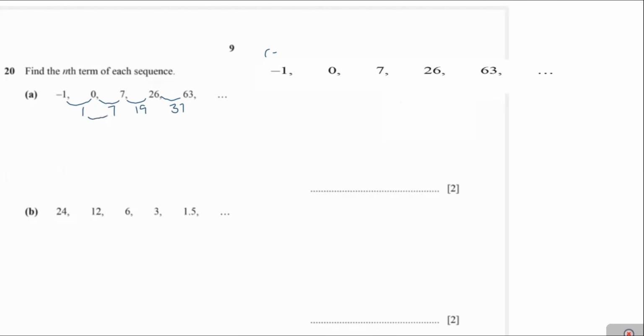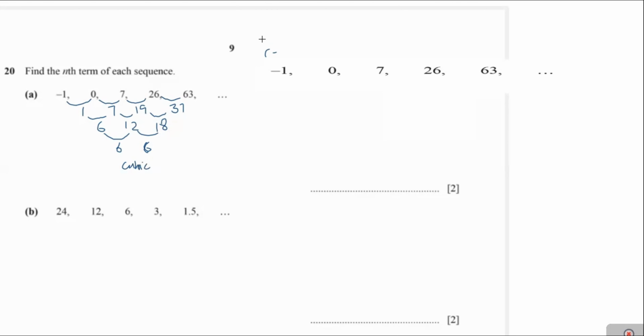Now we take the second difference. 7 minus 1 is 6. 19 minus 7 is 12. And same here, 37 minus 19 is 18. It means the second difference is not the same. Therefore, this is not a quadratic sequence. Now we check the third difference. That is 12 minus 6 is 6. 18 minus 12 is 6. Therefore, this is a cubic sequence.